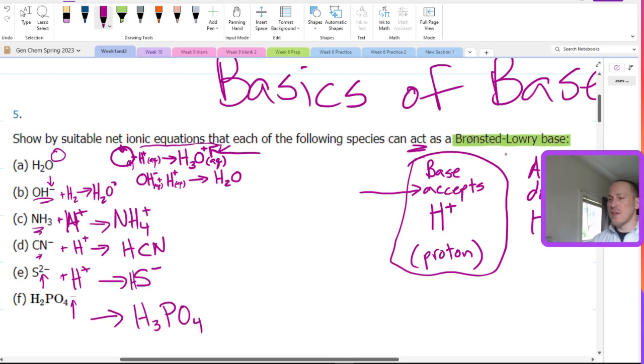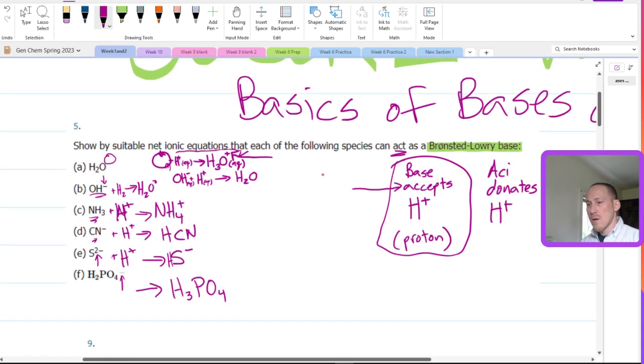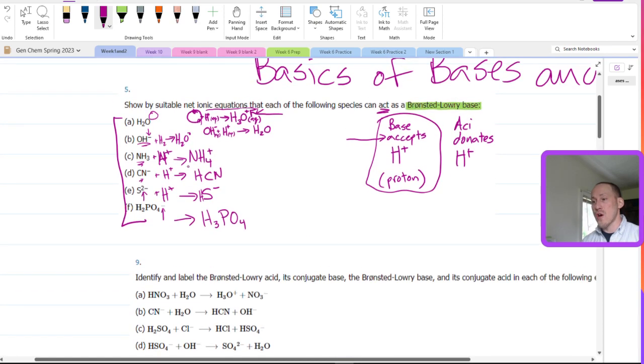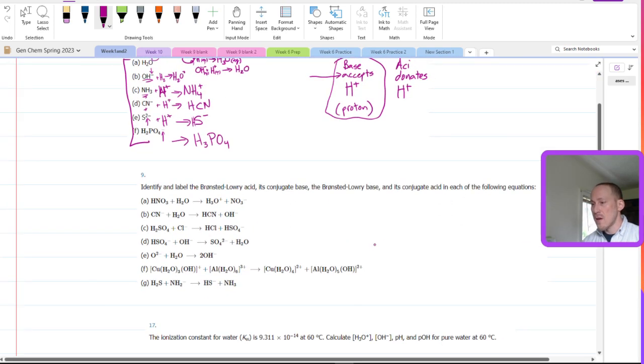Now, not all of these would be favorable reactions, but this question asked us to just identify how all of these given species could act as a base, and what that means is they're, in the Bronsted-Lowry sense, accepting a proton, and therefore their charge is going up, and they have one more H in the product than they had in the reactant.